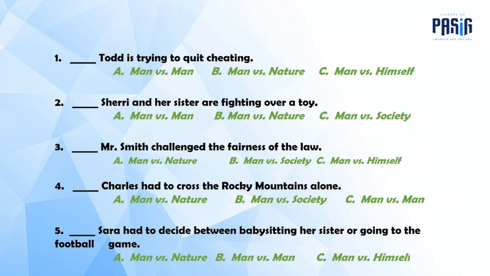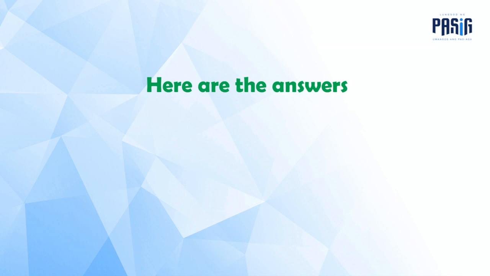And number 5, Sarah had to decide between babysitting her sister or going to the football game. Letter A, man versus nature. Letter B, man versus man. And letter C, man versus himself. Time's up. Here are the correct answers. Number 1, letter C. Number 2, letter A. Number 3, letter B. Number 4, letter A. And number 5, letter C.